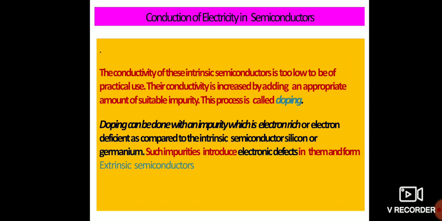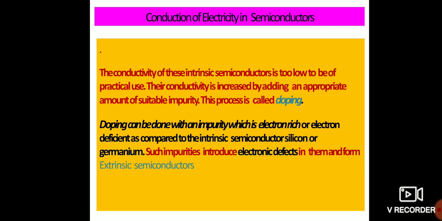The conductivity of these intrinsic semiconductors is too low to be of practical use, which means they cannot be used practically. To use these in practical terms, we have to add some amount of soluble impurities. This process is known as doping. It increases the conductivity of the semiconductors.